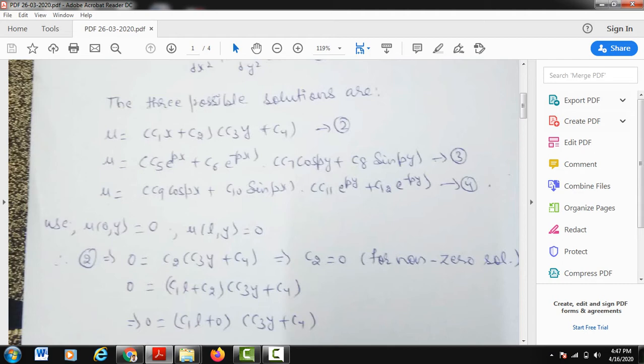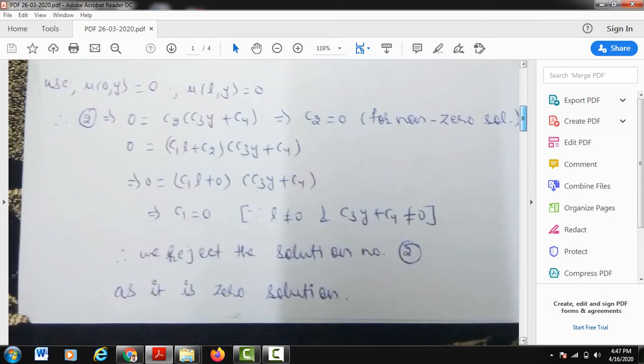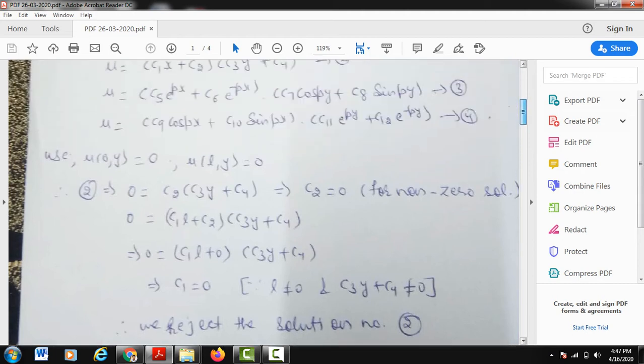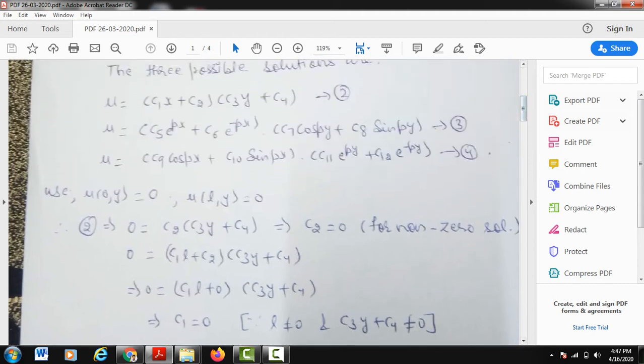Now I will apply the given boundary conditions to all these solutions. So I'll take only that solution which will be feasible, or which will provide the valid, or we can say the non-zero solution for the given Laplace equation given by equation number 1. So the very first condition that I am going to use is u(0,y) is 0 and u(l,y) is 0. That is, here I am keeping y as fixed and taking the values of x, 0 and l one by one. So let us apply these two conditions first for the solution number 2.